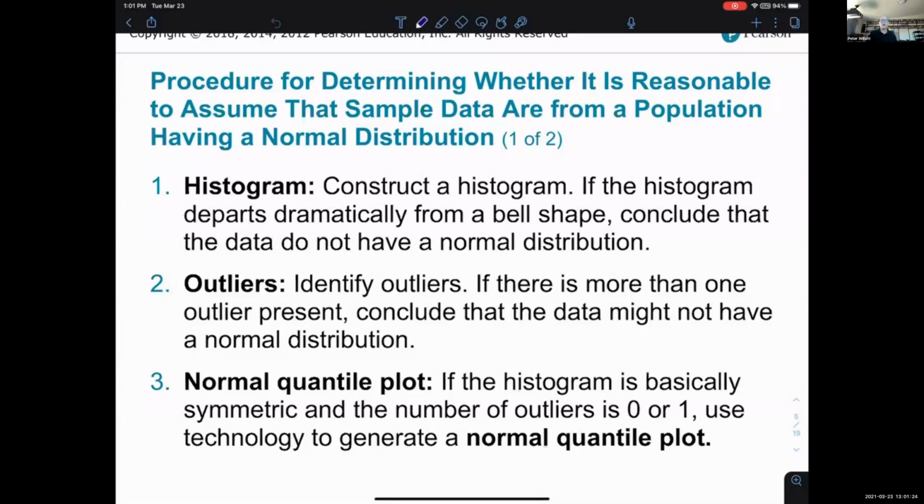And then third is to look at a normal quantile plot. If the histogram is basically symmetric and the number of outliers is low, then you can use technology to generate a normal quantile plot. Now, they're giving that as a third option here because this criteria was developed in a time where technology wasn't as easily accessible and prevalent as it is now. But of course, truth be told, you could also just grab a normal quantile plot right away, because for us, it'll be extremely easy to do. So let's see these in action.